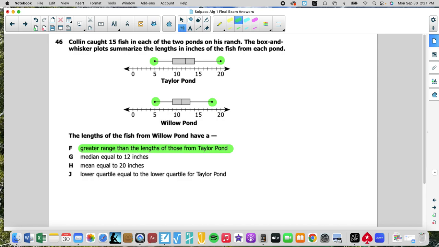The median equal to 12 inches. The median is going to be the middle value, and the median is this on the box and whisker plot.